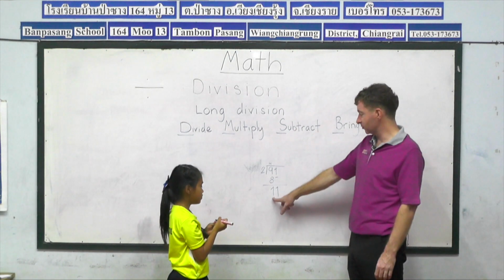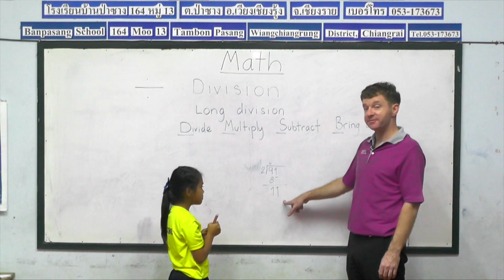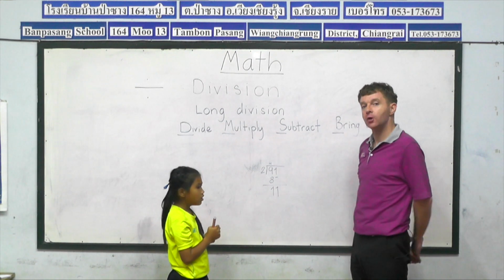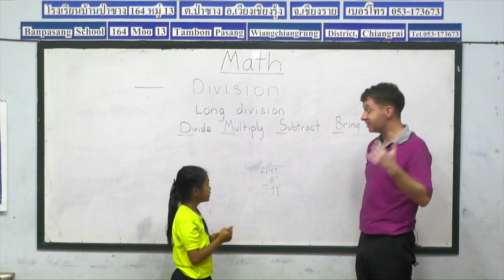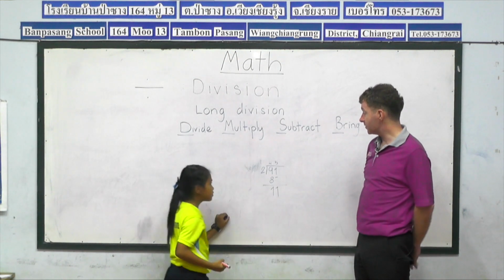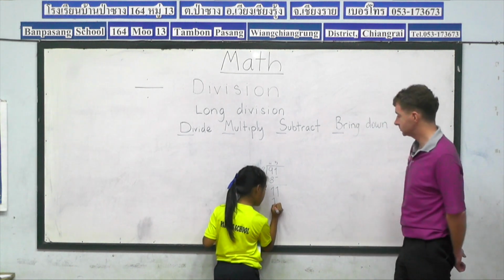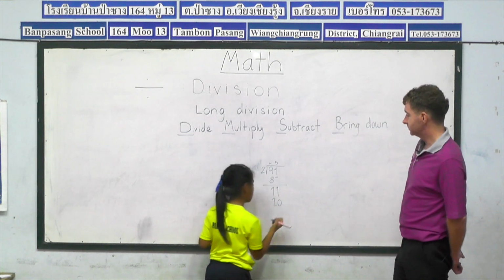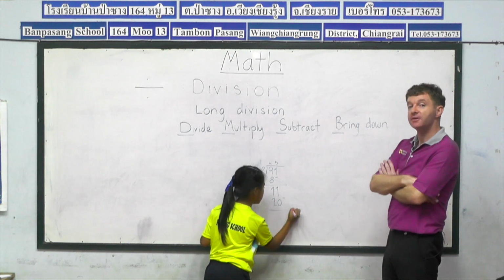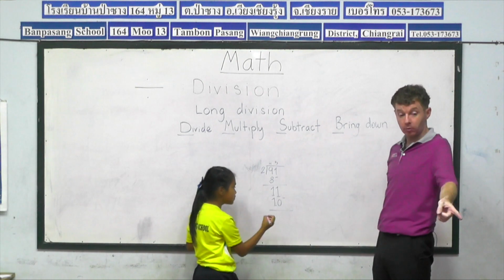And notice, because we have 1 left, the next one makes 11. So now 11 divided by 2 equals 5. Well done. So we write our answer. And then 2 times 5 equals 10. And then 11 subtracted by 10 equals 1.